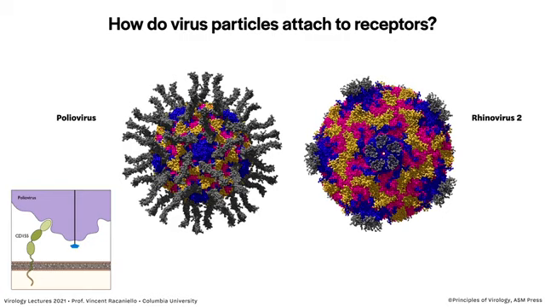So let's talk first about how virus particles attach to cell receptors. And I want to use some different examples. Here we have 2 icosahedral plus stranded RNA viruses, poliovirus and rhinovirus. These are both members of the picornavirus family, and I've worked on these in my lab my whole career. And in fact, the receptor for poliovirus, which is shown here, was discovered in my lab in the early 90s by one of my graduate students, Kathy Mendelson, who's a professor at Columbia now.